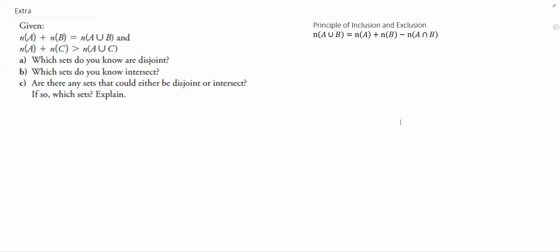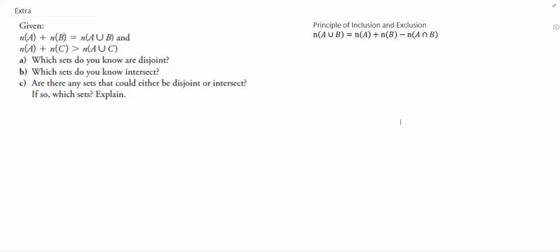Given that the number of elements in A plus the number of elements in B equals the number of elements in the union of A and B, and the number of elements in A plus the number of elements in C is greater than the number of elements in the union of A and C. Which sets are disjoint, which sets are intersecting, and are there sets that could be either?